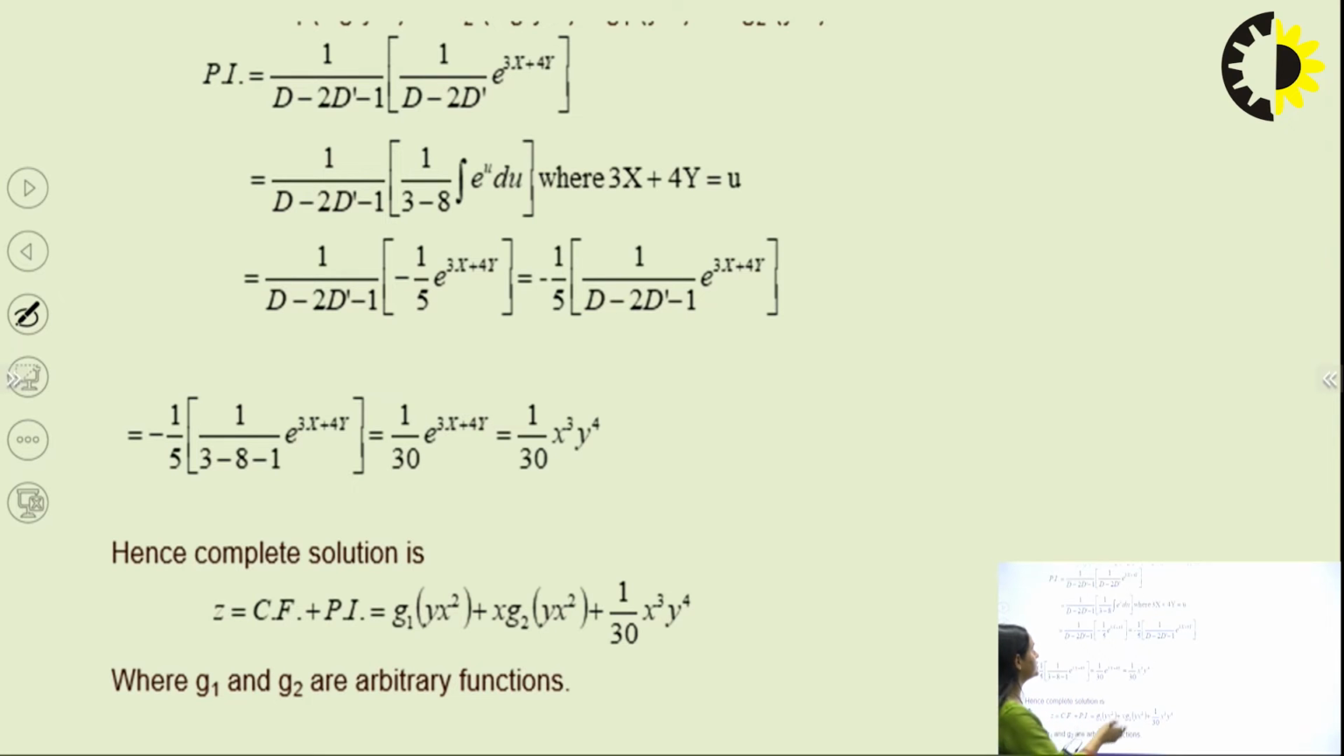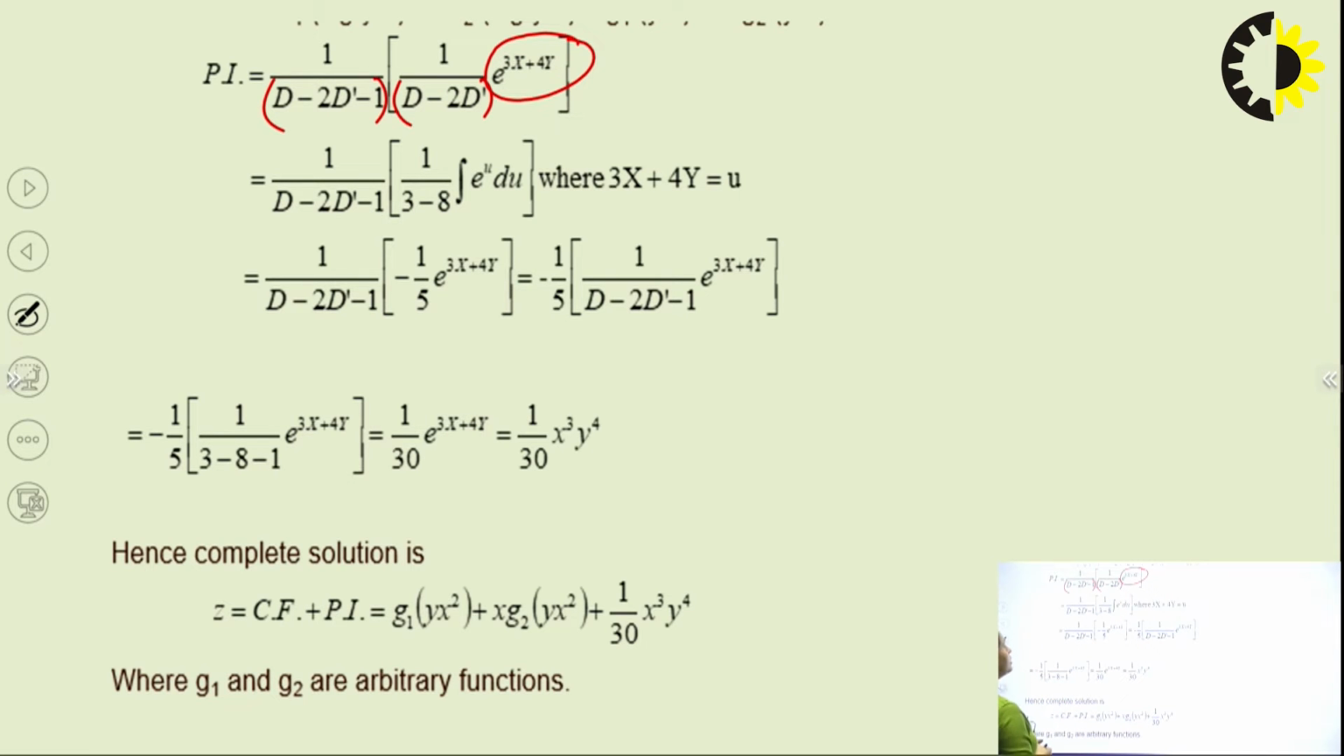So now let us find the particular integral, which is the solution for the right hand side, and in this particular question the right hand side is e to the power 3x plus 4y, and the auxiliary equation is (D minus 2D dash minus 1) into (D minus 2D dash).